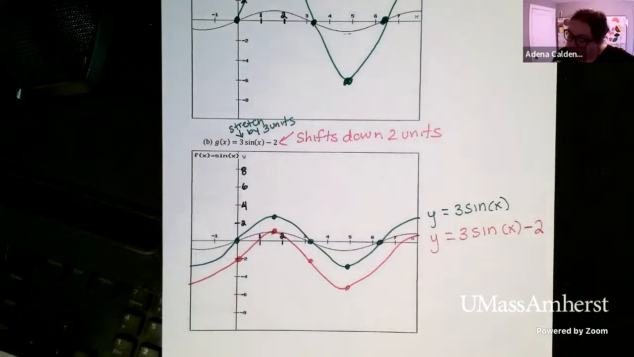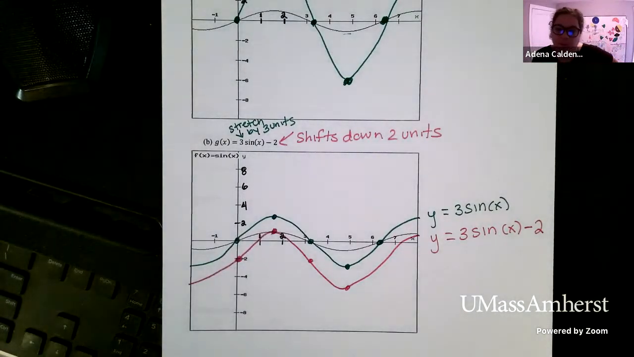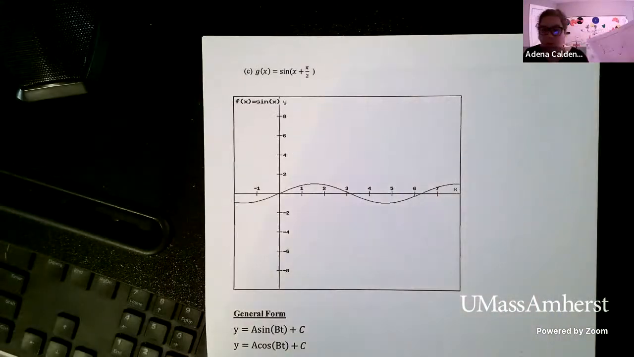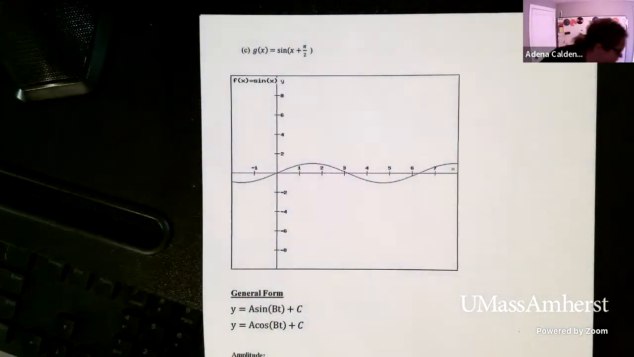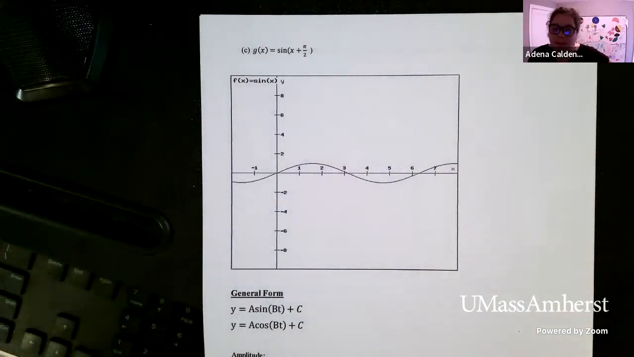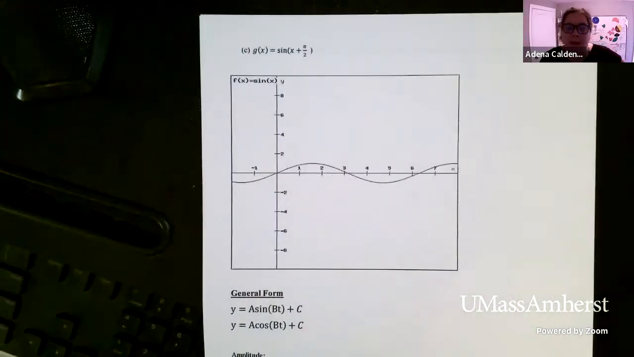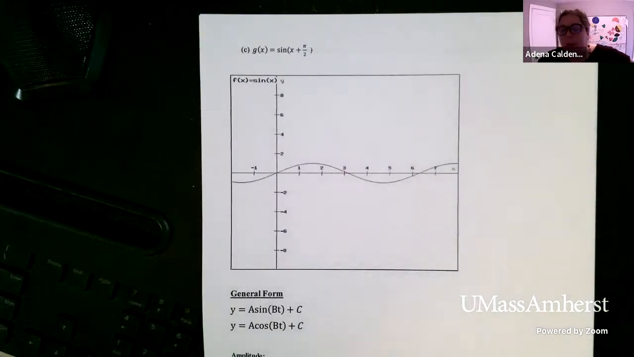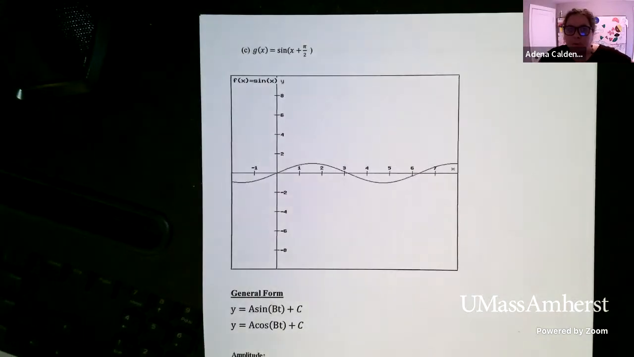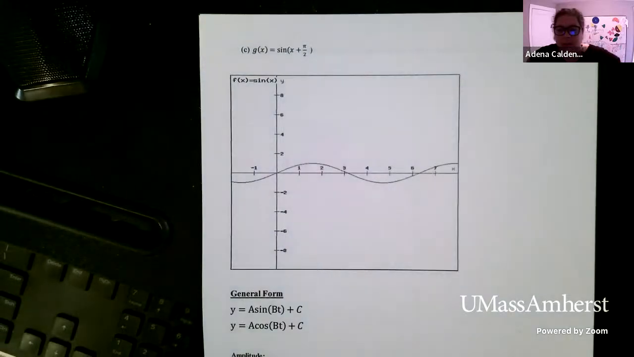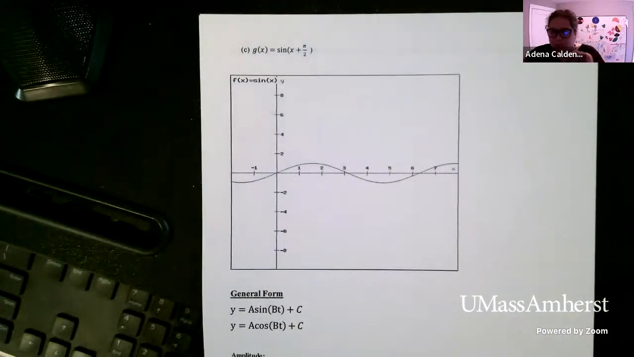Okay, we have one more to try. We've done stretching, and we've done shifting up and down. We can also shift horizontally. Here again, this is just a graph of sine x, and we want to use that as a basis to figure out what sine of x plus pi over 2 is going to look like. I want you to think about it. If you don't remember how to shift horizontally, I will tell you it's slightly counterintuitive. But again, feel free, if you have a calculator, to graph sine x and sine of x plus pi over 2 to see what's happening.